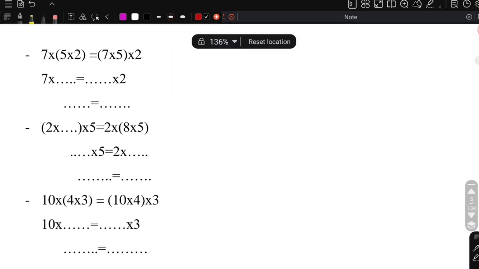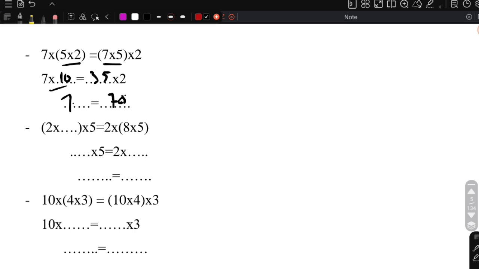Let's see the questions. 7 times 5 times 2 equals 7 times 5 times 2. I will start with the parentheses. 7 times 5 will be 35, and 5 times 2 equals 10. So 2 times 35 will be, yes, excellent, 70. 7 times 10 will be 70.